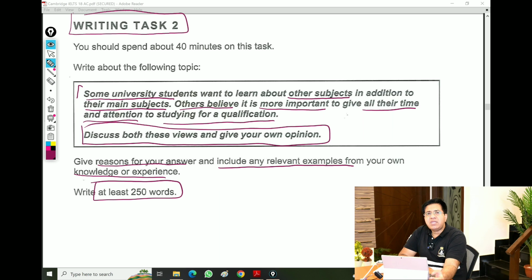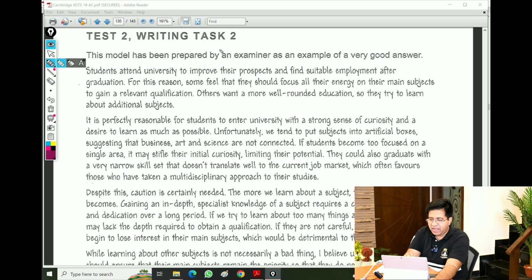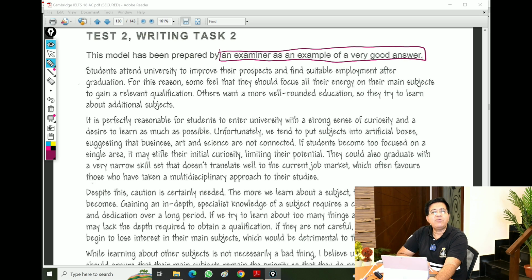Comfortably, you can write 350 words within 40 minutes. Okay, now let's go on. We go to the essay this time. Again, I tell you, this essay has been written by an IELTS examiner. This model has been prepared by an examiner as an example of a very good answer. So, a very good answer by an examiner means Band 9. So, let's make a start.